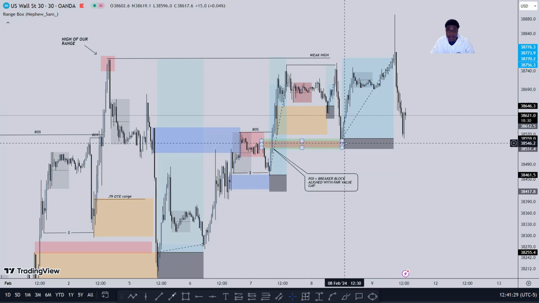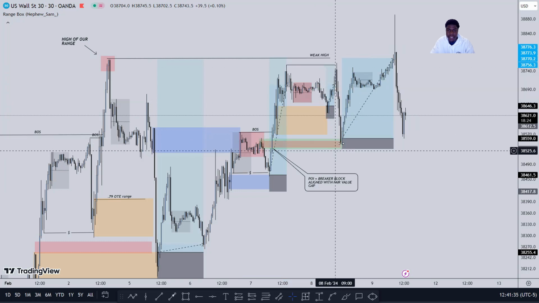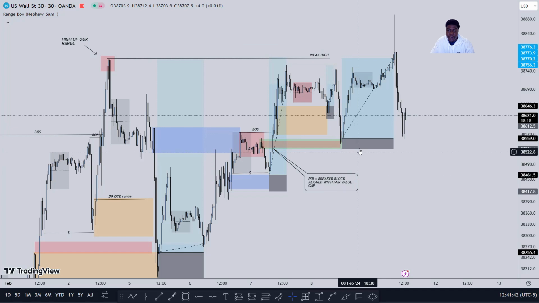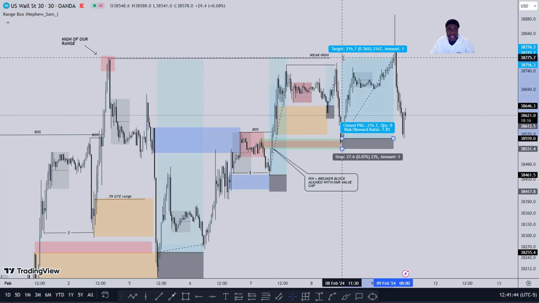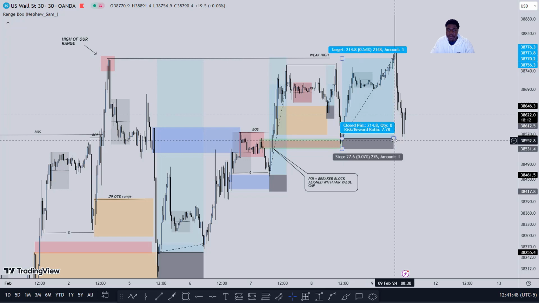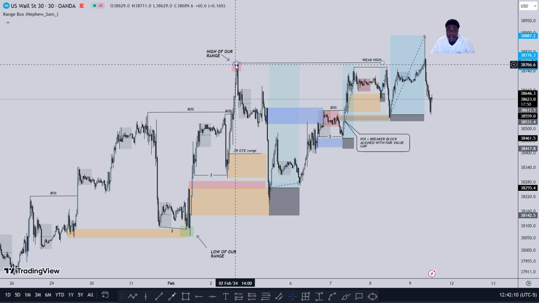And now for our last trade, our point of interest, we have our breaker block that is aligned with our fair value gap. And just like we state, the fair value gap is like a magnet. Price will just come to it, be attracted to it, and fill it in. So right here we have price come filling in our fair value gap and tap into our breaker block before heading to our weak high, our last take profit zone. So this was the low of the range, and this was the high of the range.